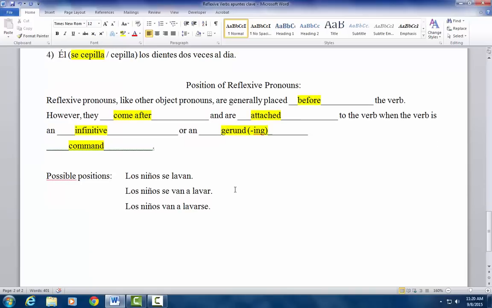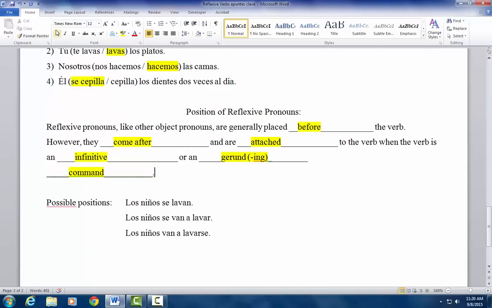Okay, that's it for reflexives. Remember, go back and catch up if you needed to get anything else.